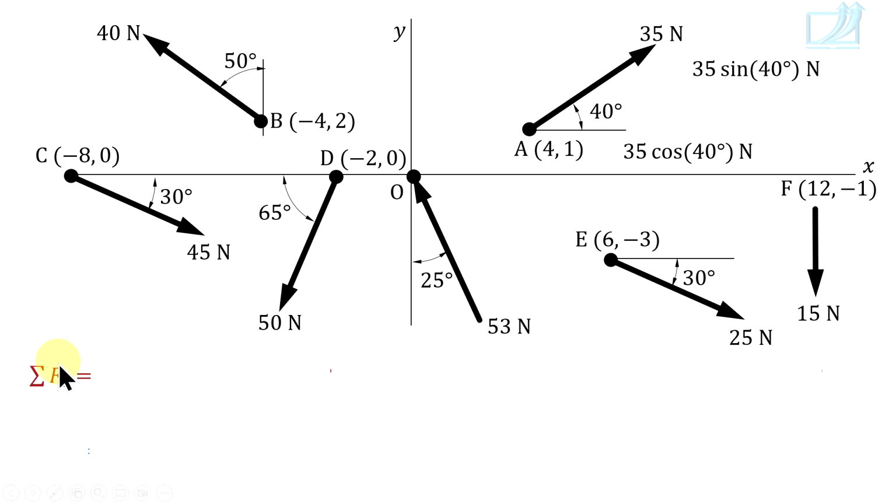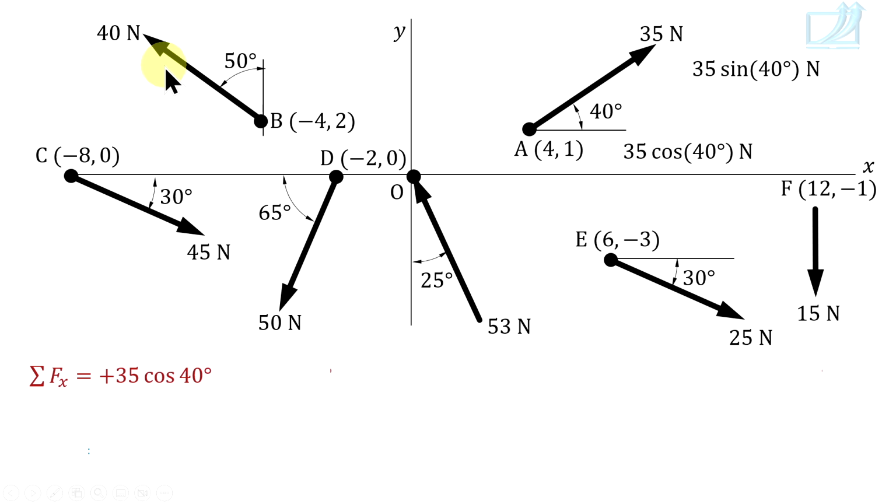So here, summation Fx means the sum of x components of all these forces we are going to add. This first force, 35 Newton force, is rightwards, and we are using angle with x-axis, 40 degrees. So 35 cos 40, positive. Why positive sign? Because it is rightwards. And why cos of 40? Because we are using angle with x-axis, so x component must be cos component.